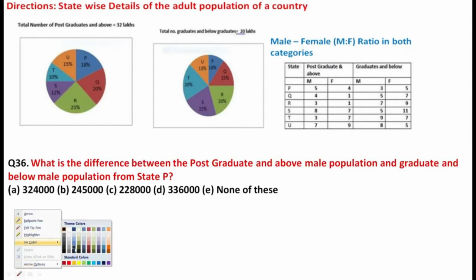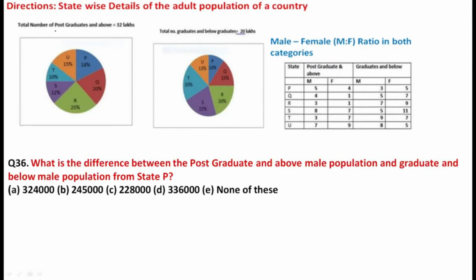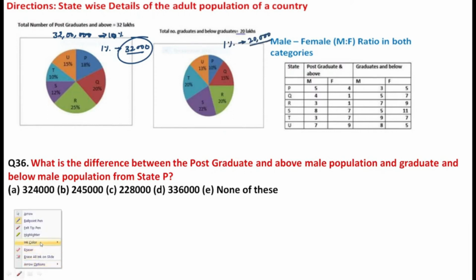Guys, if it is a comparison, the overall value exactly equal to 100% is 32 lakhs. Remember, guys, now 1% value becomes 32,000. And for the graduates, 1% is equal to 20,000. Don't calculate those values in terms of lakhs. It is converted into 1% value.